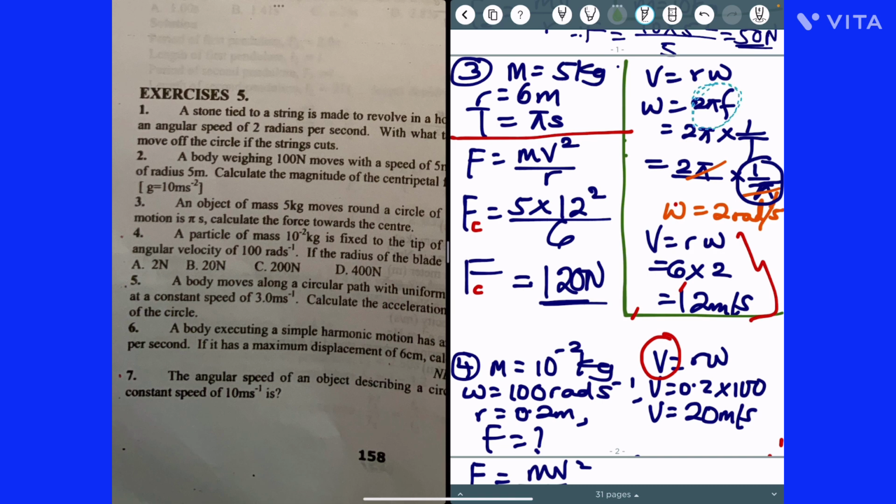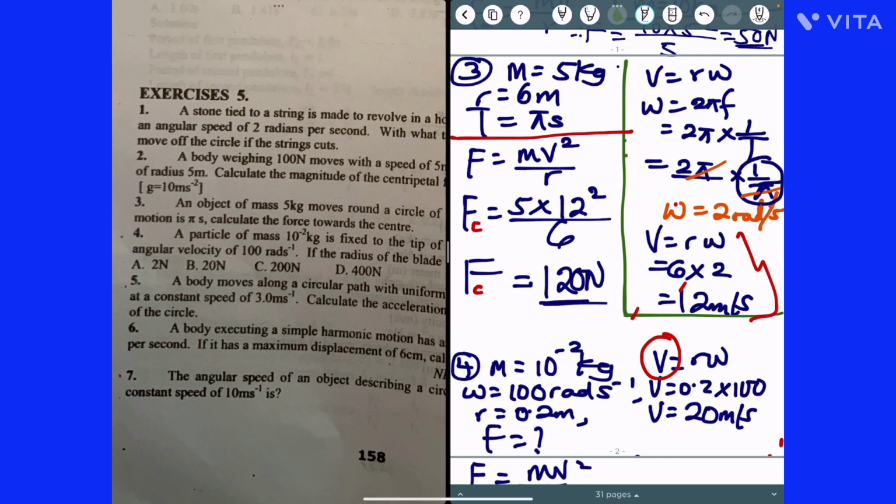W is 2 pi f, that's 2 pi times frequency. Frequency is the same thing as 1 over period. We did that in the first video on circular motion. So 2 pi times 1 over pi, since our period is pi seconds. 2 pi times 1 over pi will give you 2 radians per second.